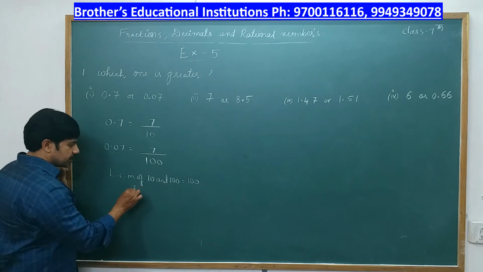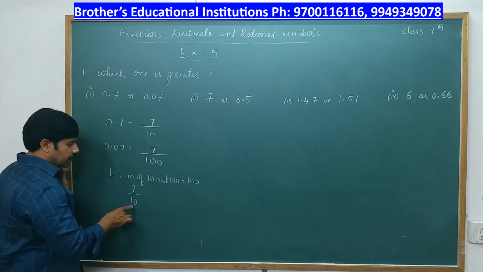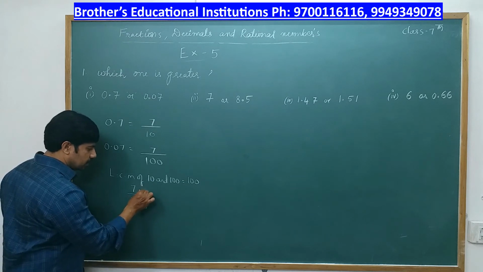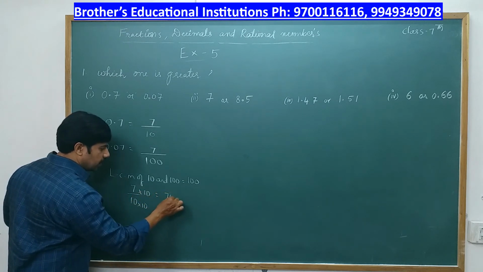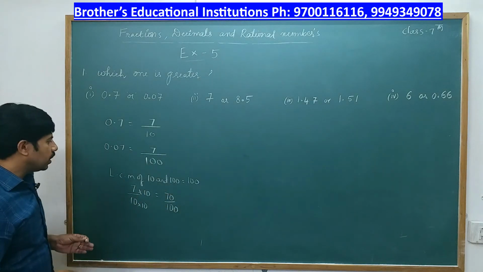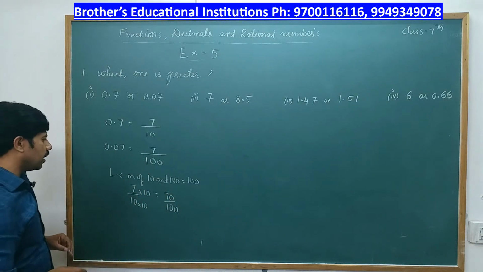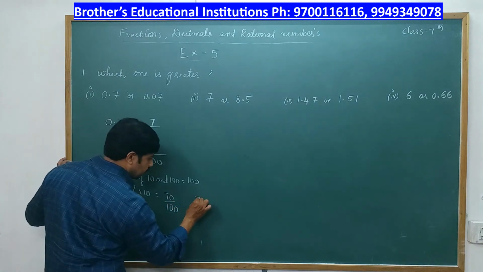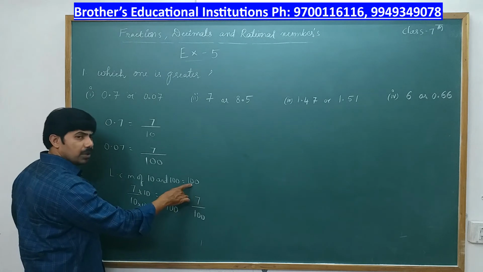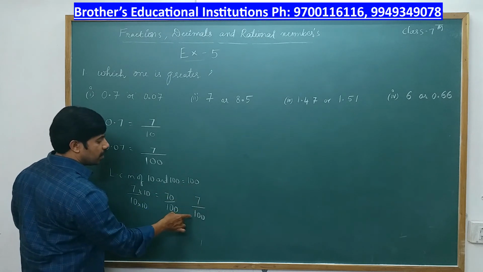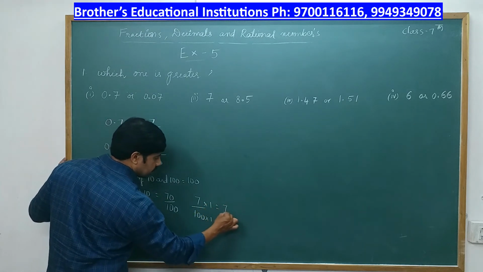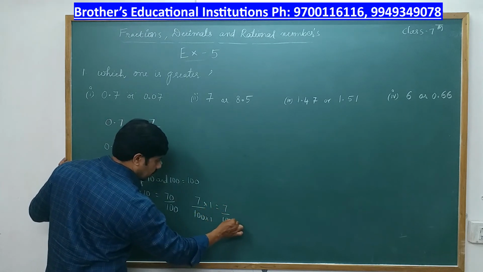So you take 7 by 10 first. 10 goes how many times in 100? It goes 10 times. So multiply this with 10. We get 70 by 100. Then after that we have 7 by 100. So I write here 7 by 100. As the LCM is 100, try to equate the denominator to the LCM. 100 goes how many times in 100? 1 time. So we get 7 by 100.